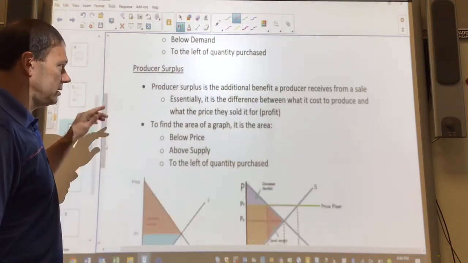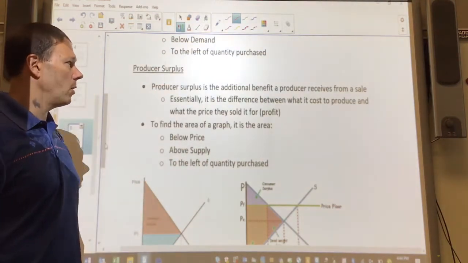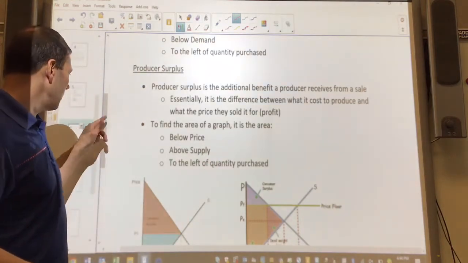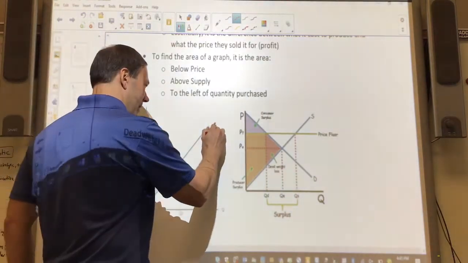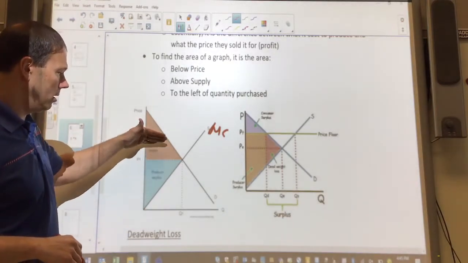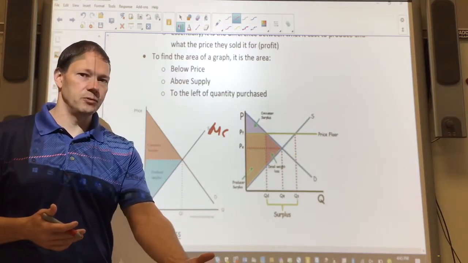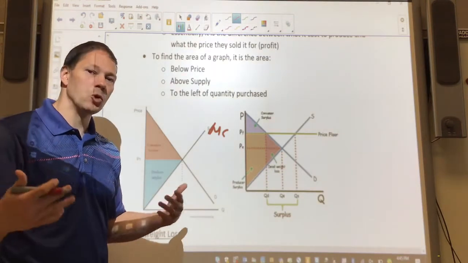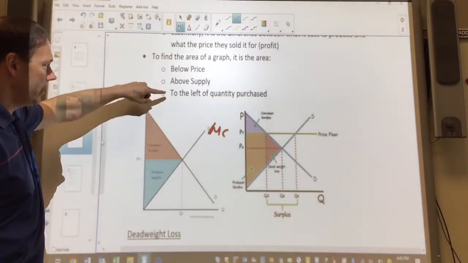Producer surplus is the additional benefit a producer gets from a sale. Basically, it's the difference between what it costs to produce and the price they sold it for, essentially their profit. So I always think about it this way. Think of the supply curve as kind of their cost curve. We've talked about that before. Supply is basically the same as your marginal cost. So any price greater than your marginal cost is your profit. If it costs you $50 to make the pair of shoes and you sell them for $75, you make a profit of $25. That's your producer surplus. So it is below price, above supply, to the left of quantity purchased.